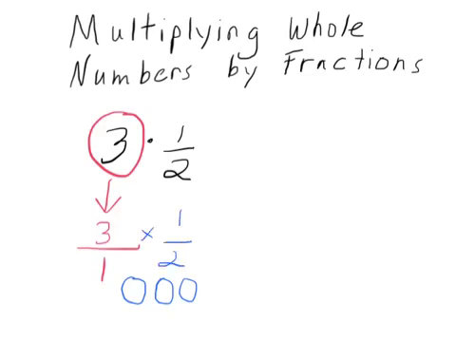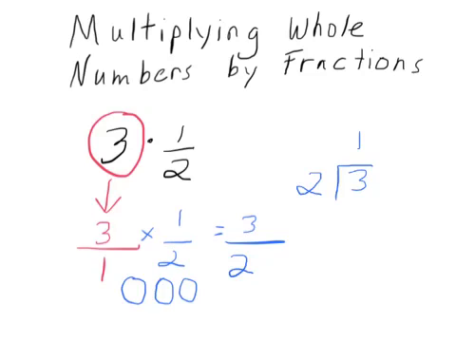is going to be written like this, and then we simply multiply across the numerators. 3 times 1 is 3, and 1 times 2 is 2. And then the last step is to simplify any improper fractions, or larger numbers, fractions that can be divided by a greatest common factor to simplify it. So in this case, we simply need to say 3 divided by 2 because it's an improper fraction.